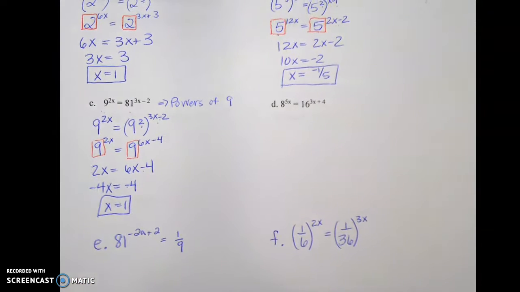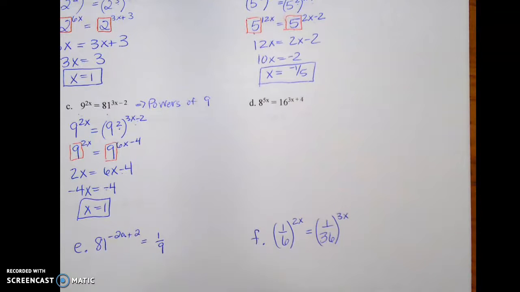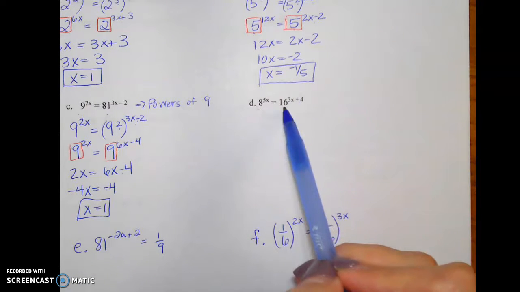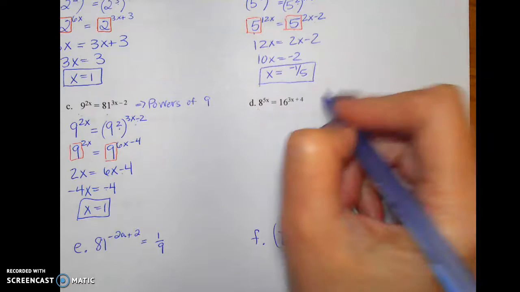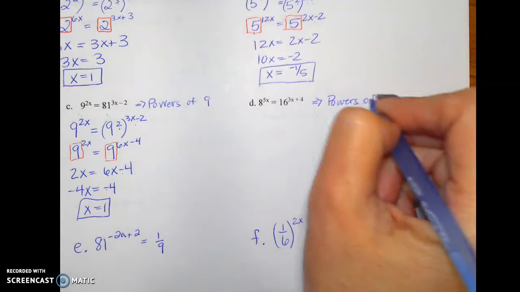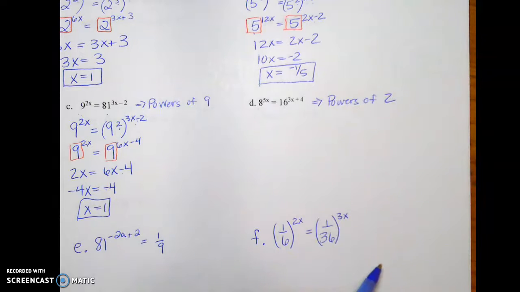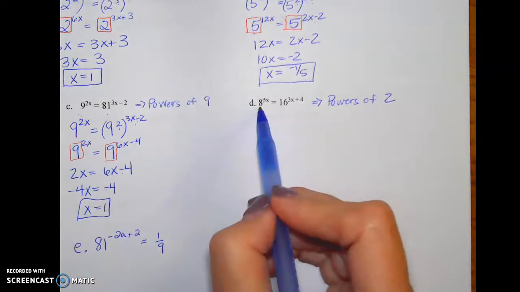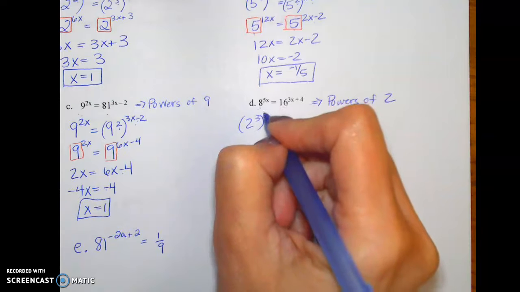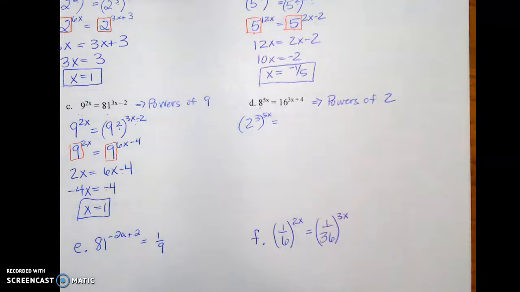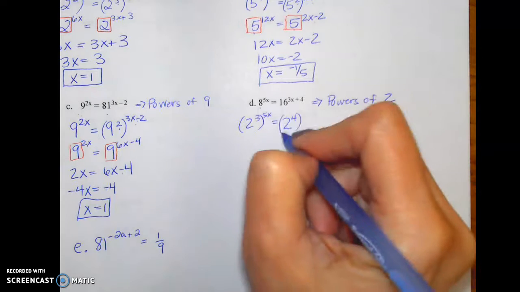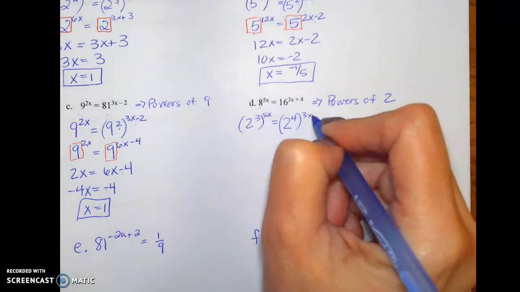And we'll do one more like that. That's pretty straightforward, and then we'll look at some with some negatives. So here we have an 8 and a 16. These can both be rewritten as powers of 2 this time. So 8 is 2 cubed. We keep that 5x that was there. And 16 is 2 to the 4th. And we keep the exponent that was there originally.